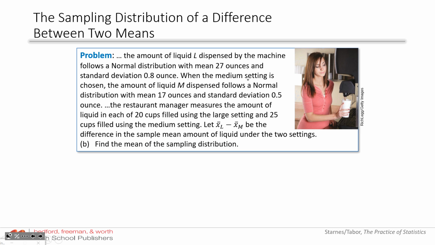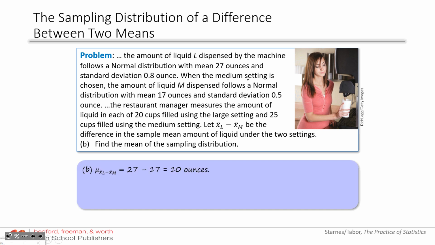Let's find the mean. Well, my formula for mean, and look at that notation, the mu of X bar L minus X bar M is going to be equal to the difference between, really, this is the mean of X bar L minus the mean of X bar M. And the mean of X bar L is equal to mu of L minus mu of M, right?